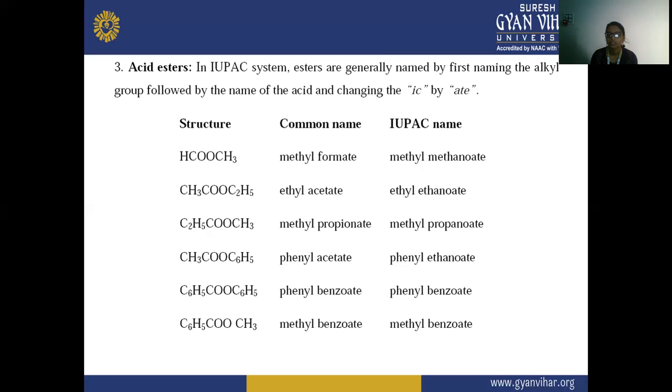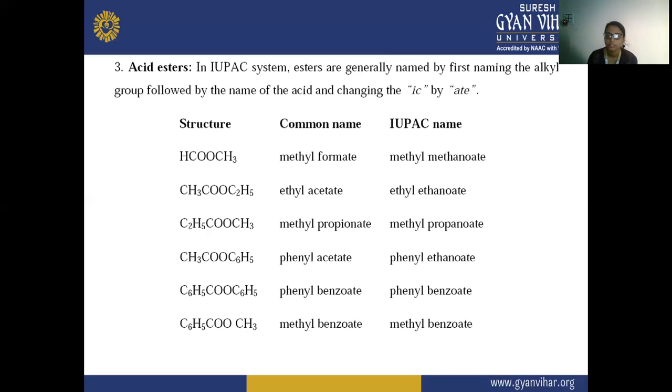Next is CH3COOC6H5. Its name is phenyl acetate, because one side has a phenyl group attached. Its IUPAC name is phenyl ethanoate. Here C6H5 is acting as a substituent attached to the oxygen, and CH3CO is the main chain, so we use the suffix, and its name is phenyl ethanoate.